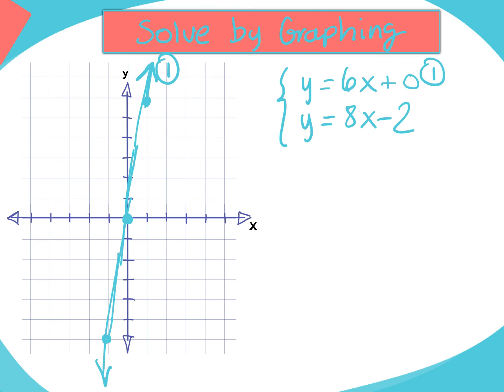My second one, I'm going to go ahead and switch colors and call it equation 2 and put an underline. And it has a y-intercept of -2. And we go up 8 and over 1. So 1, 2, 3, 4, 5, 6, 7, 8 and over 1.